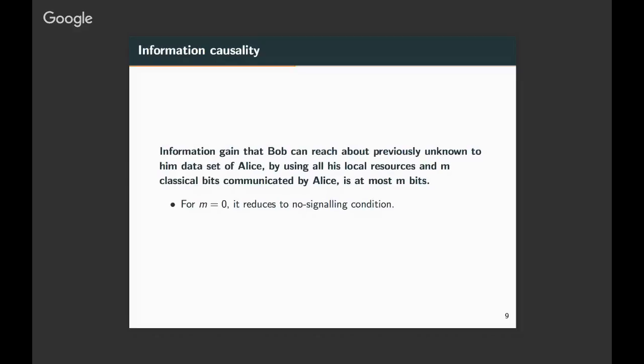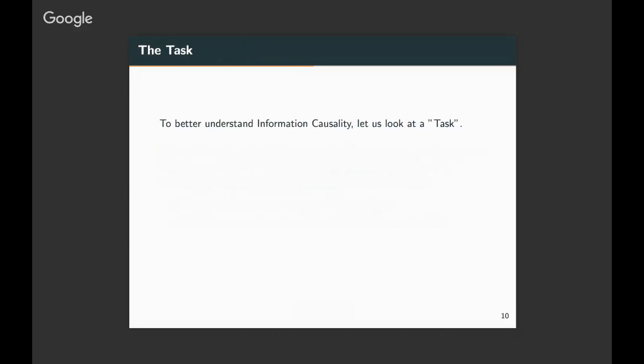And as it turns out, the person who wrote that paper about negative conditional entropy is one of the authors of this paper. Okay. And this paper was published later. So the bits communicated are classical in this case, not quantum bits. You have to keep this in mind. Alice and Bob talk through some M bit classical message, and Bob at max gets access to M classical bits. That's it. So to better understand information causality, let us look at a task.